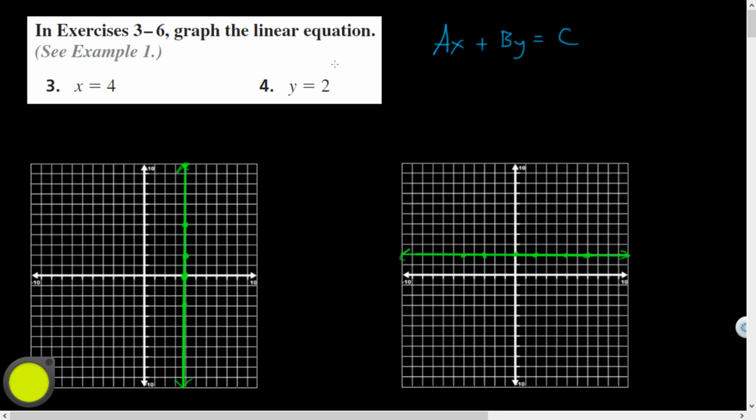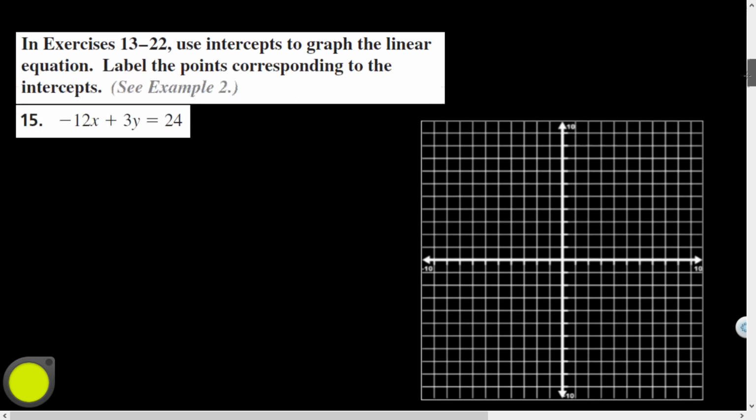A horizontal line is of the form y equals a number. That's a little bit weird because our x and y axes are not those verticalities or horizontalities.